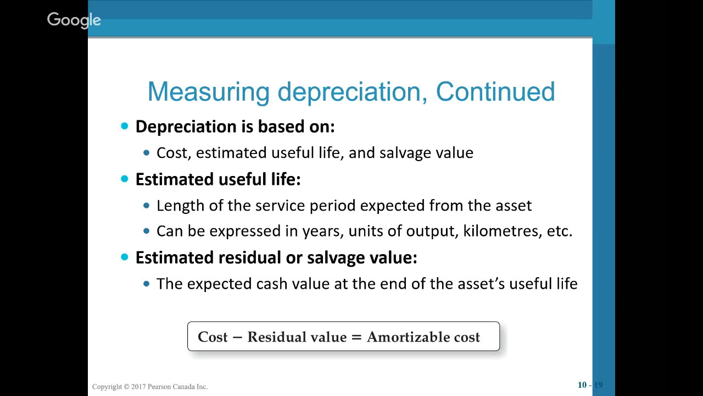The calculation is based on cost, estimated useful life, and salvage value. These things are estimated by management. Cost is known. The useful life, we make a guess. And salvage value, we're making a guess. Another word for salvage value, by the way, is residual value. The useful life is the length of service expected from the asset, and it could be expressed in years, but it could also be units of output like kilometers. If you're talking about a car, how long does a car typically last? Well, maybe 200,000 kilometers. And then the salvage value is the amount we expect to be able to sell it for, as I mentioned to you.